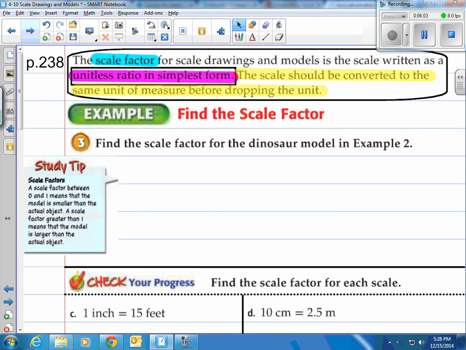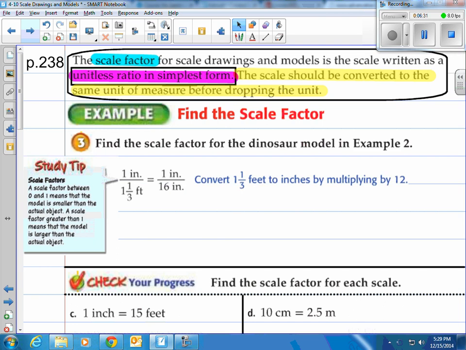All right, scale factors. This is a little bit more in depth. It says the scale factor for scale drawings and models is the scale written as a unitless ratio, meaning there's no unit on this, in simplest form. The scale should be converted to the same unit of measure before dropping the unit. Basically, units cancel out. So it says, number 3, find the scale factor. Find the scale factor for the dinosaur model in example 2.